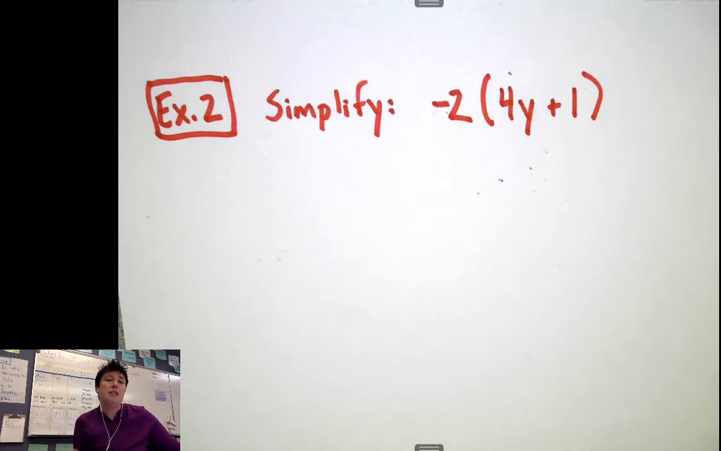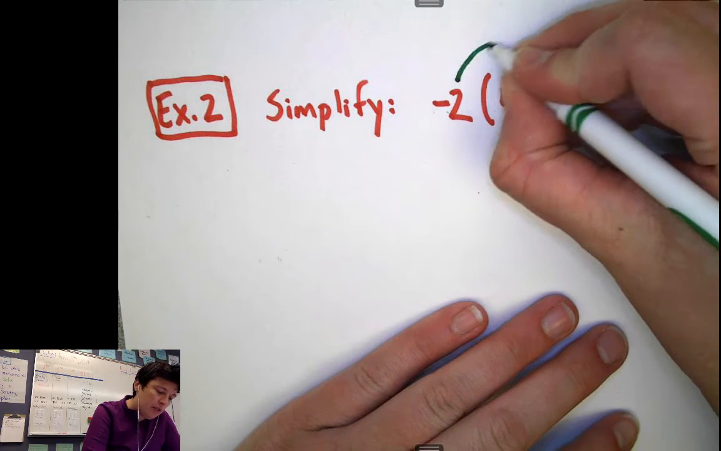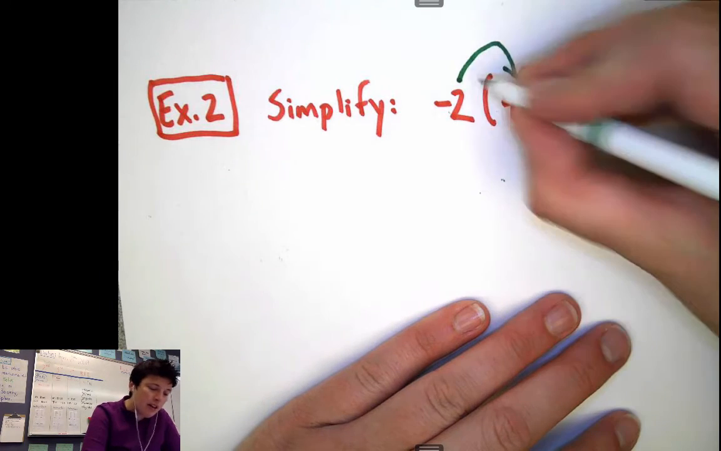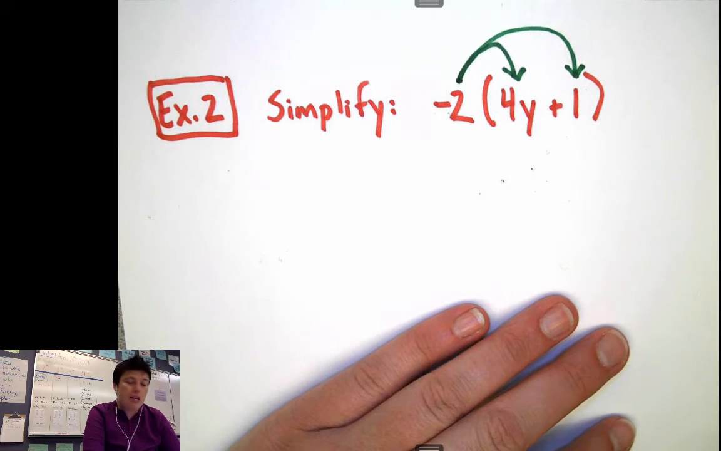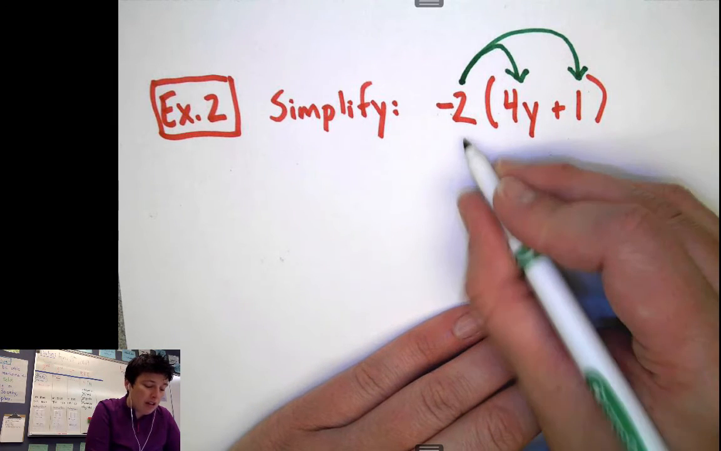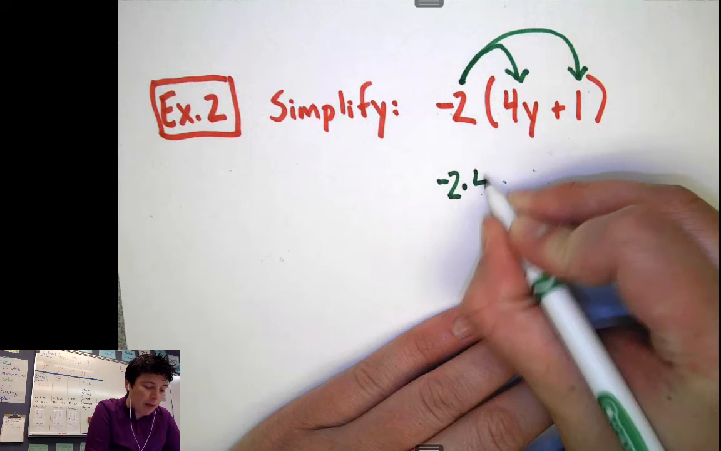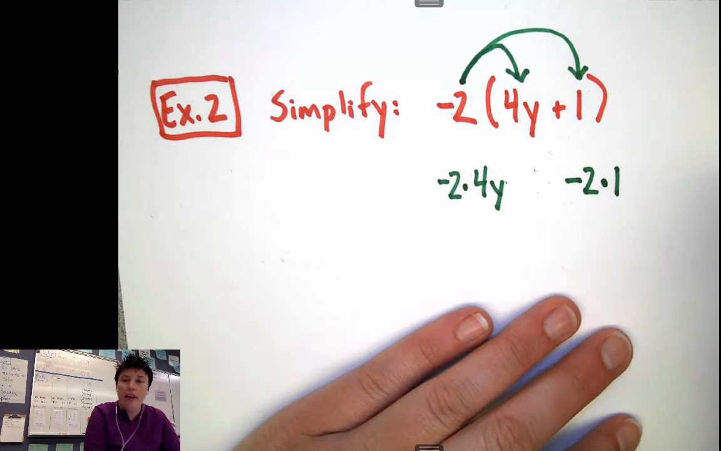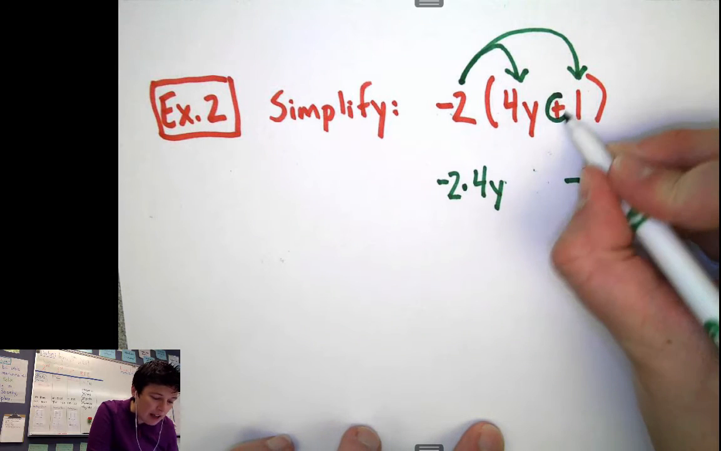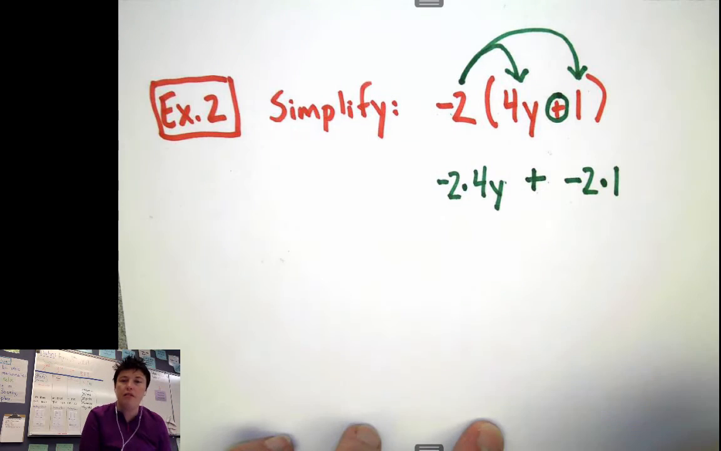To be honest, I see the parentheses and I'm like, oh, I got to distribute. And I'm going to go for using the arrows this time around. I'm going to take this negative 2 and multiply it in by the 4y and by the 1. And I'm going to be very careful about how I write this out. So my job is going to be negative 2 times the 4y and negative 2 times the 1. And the sign that goes in the middle, we're adding. It's a plus, so we got plus.